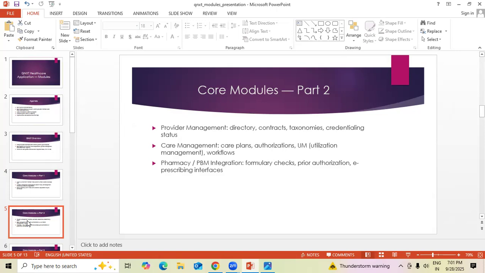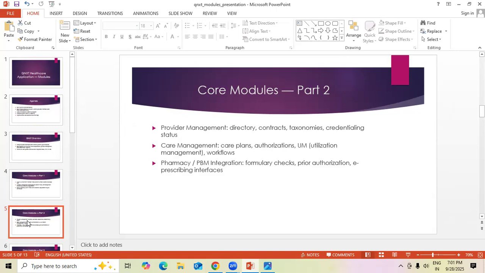Second, provider management. Provider is nothing but the healthcare provider, right? So we have to maintain the directory of providers. Followed by this, what are the different contracts we have with providers? Because sometimes we have long-term contracts with providers, sometimes they are short. So provider directories and contracts we need to maintain. What taxonomies do we have? What credentialing statuses do we have? Everything will be part of provider network management.